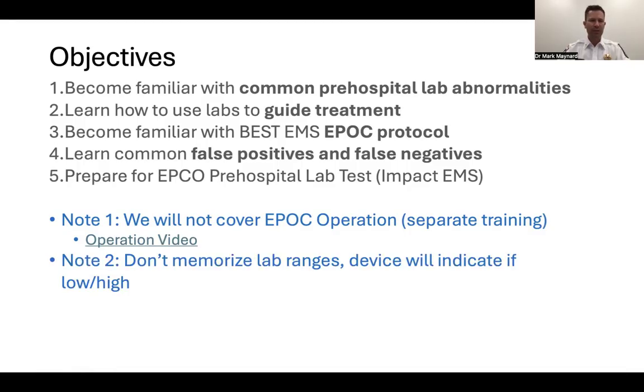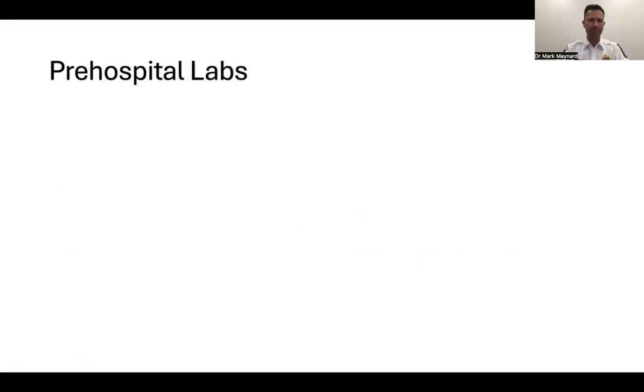Another note, don't worry so much about memorizing these lab ranges. There are a lot of ranges, and I want you to know that when you get a result that's in range, it'll show up as normal. If it's outside of the range, it'll be yellow. If it's critical, like way outside of the range, then it'll show up as red on the screen. And so you'll know when a lab is abnormal.